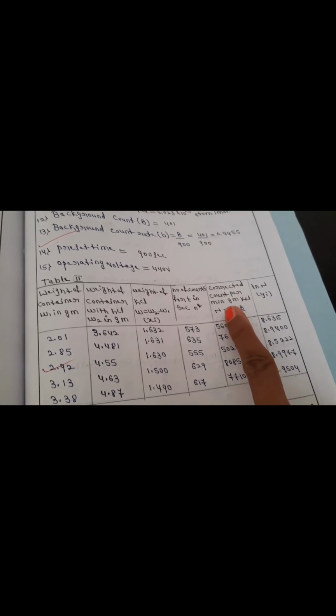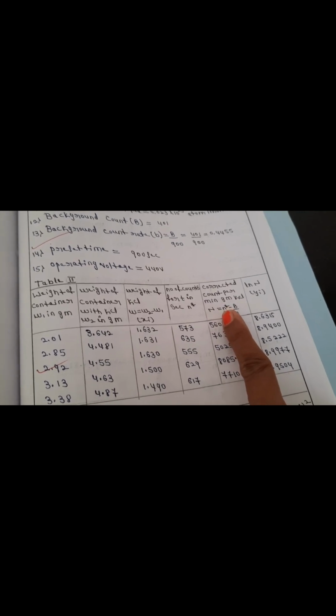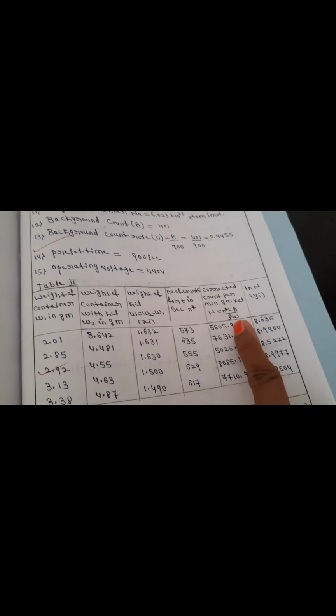Count here, the corrected count per minute, the count rate. You can get the corrected count per minute by capital N is equal to N star minus B, divided by rho omega.